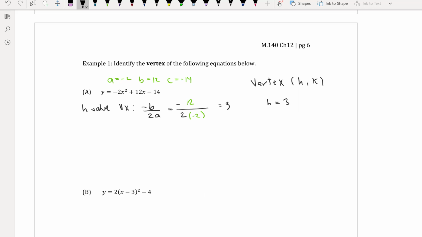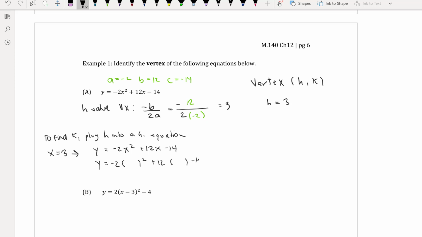Now, to find the k value of the vertex, I plug 3 into my original equation. So here I have h is equal to 3. Or actually, let's do x is equal to 3. And I'm going to try to find my y value. So I have y is equal to a negative 2x squared plus 12x minus 14. So I'm plugging in 3 for x.